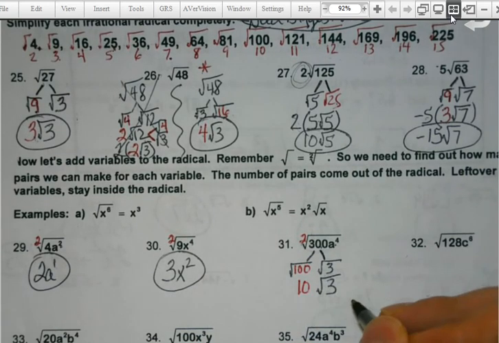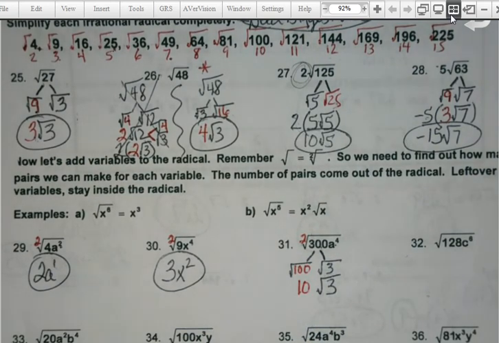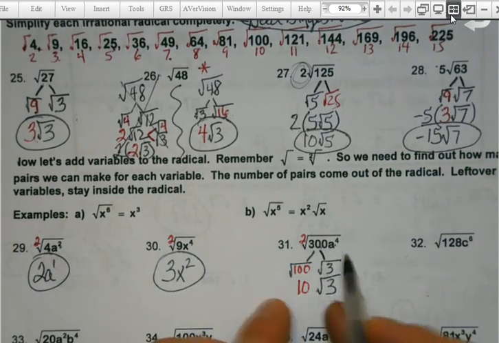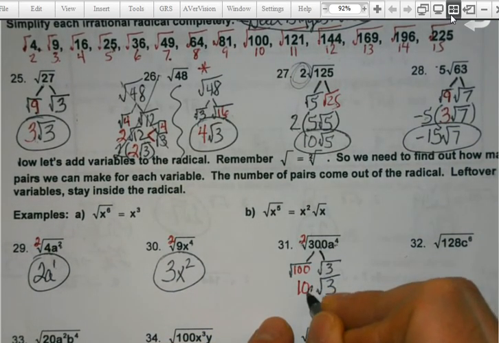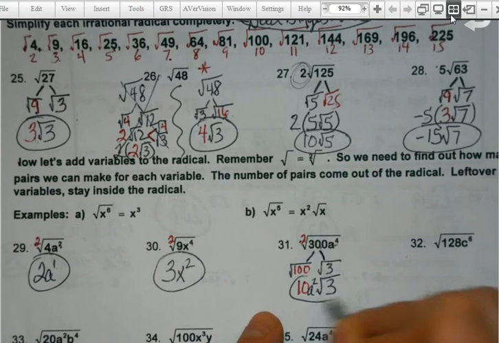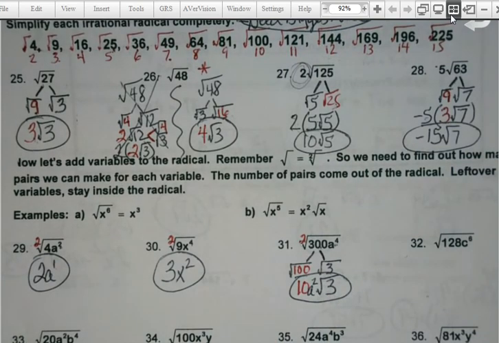Square root of 3, and then I do the variable part. So what's 4 divided by 2? 2. So my a to the second goes outside with my 10. So you're like, okay, that's just straight division. That might not work too bad. This might be all right. But then, of course, we always have to throw a little something in.